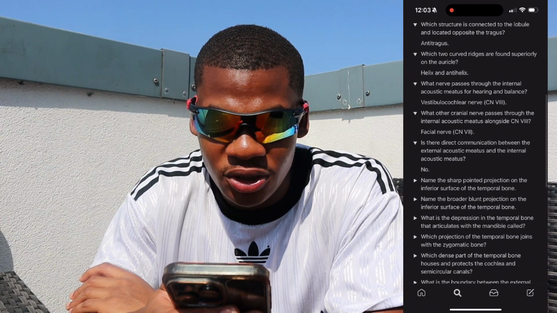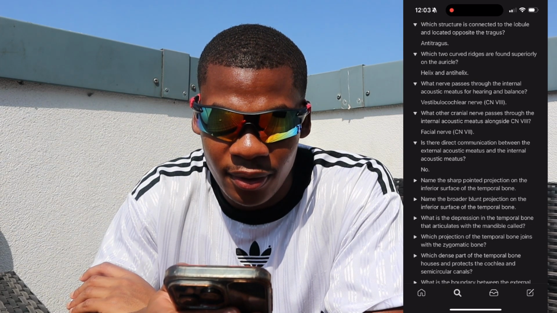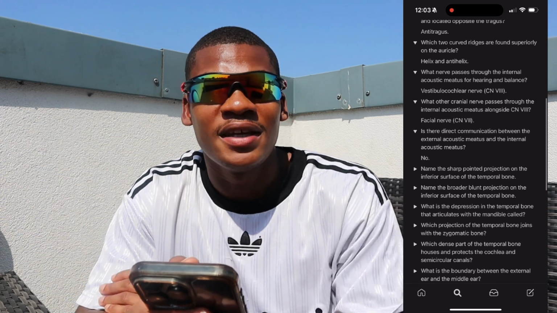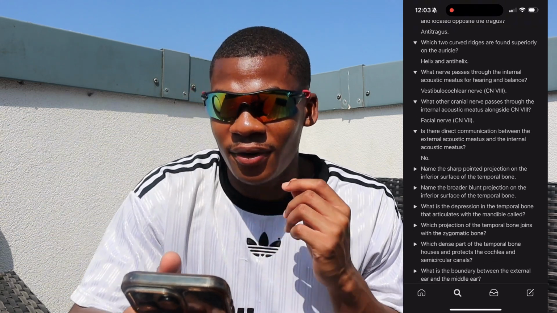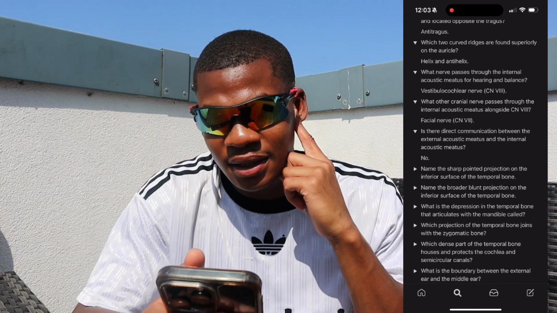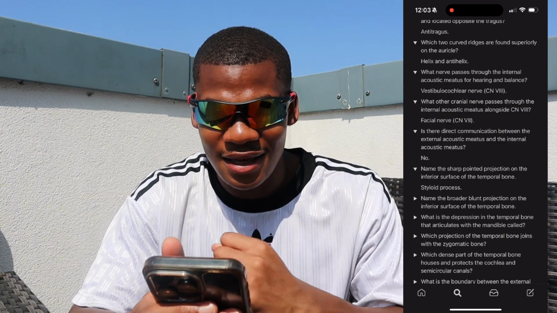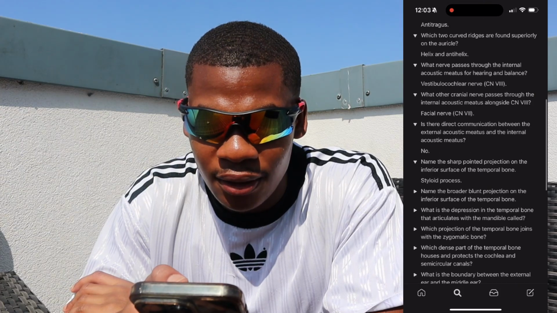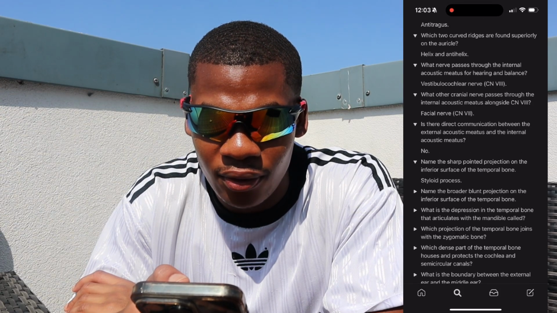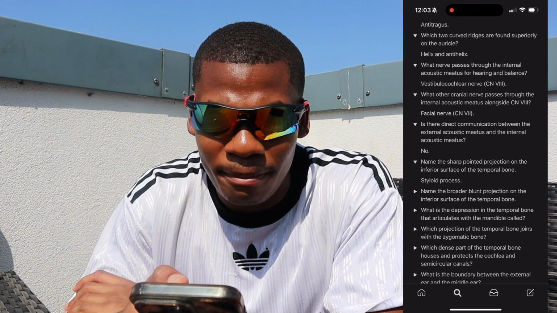Name the sharp pointed projection on the inferior surface of the temporal bone. I remember this because in the video they said the styloid process is a pointy shape, and styloid means pen, so I would say styloid process. Name the broader blunt projection on the inferior surface of the temporal bone. That's your mastoid process.